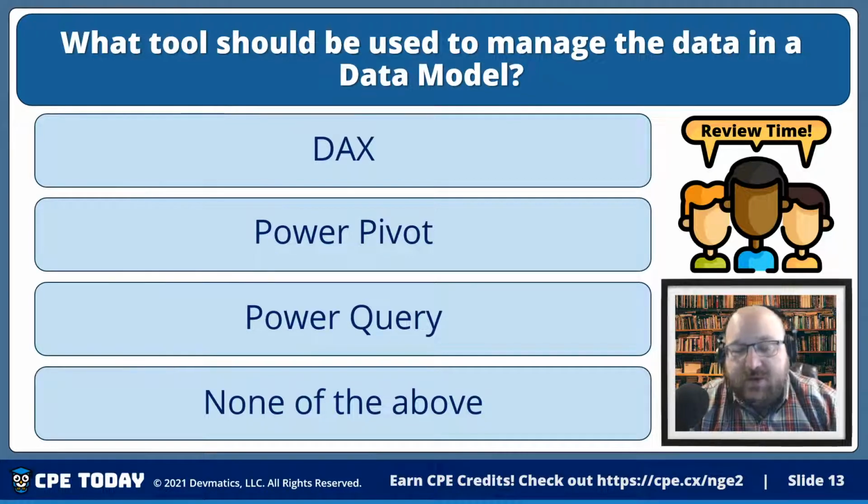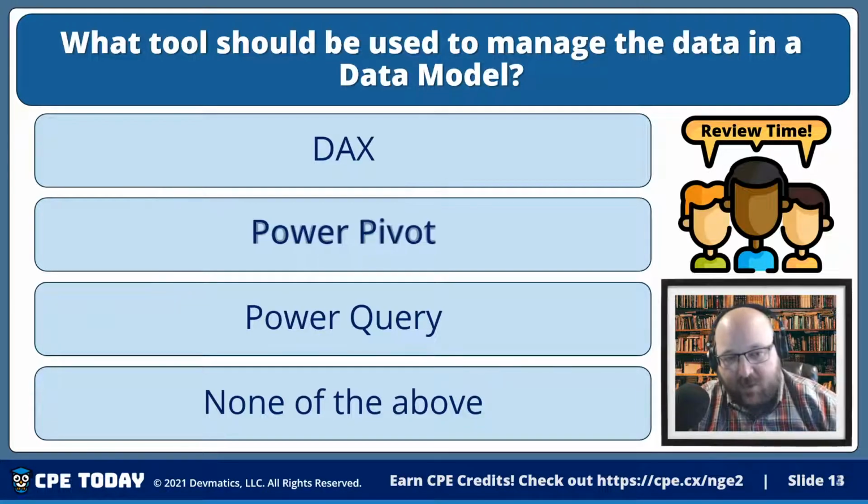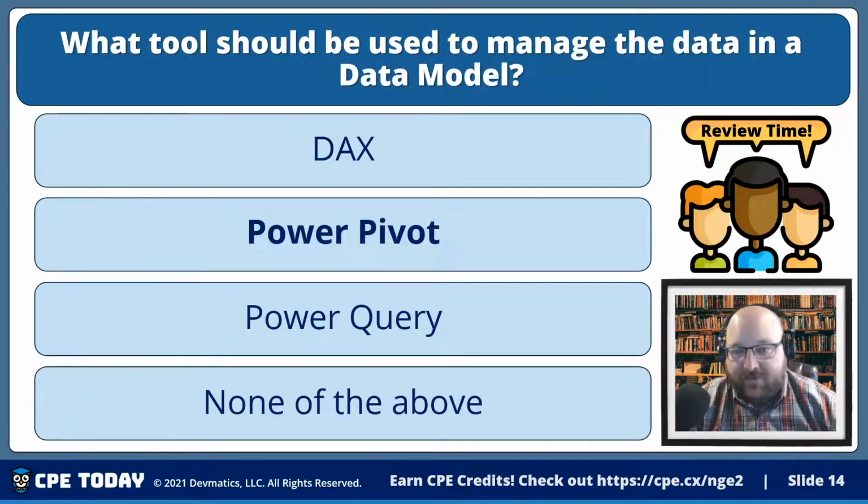The correct answer here is Power Pivot. Power Pivot is the correct tool that we would use to manage our data model. And although it says pivot in it, it really isn't a pivot table tool. It's kind of misleading. It's really a tool for managing data models. So the correct answer here again is Power Pivot.